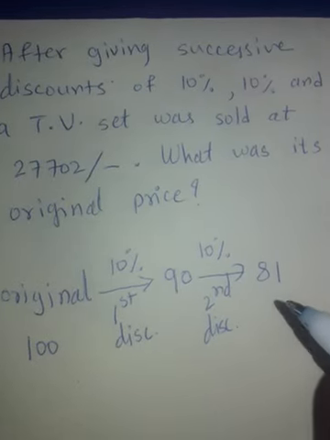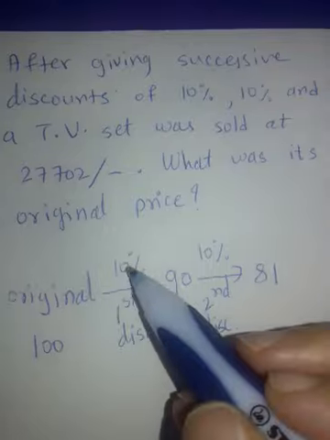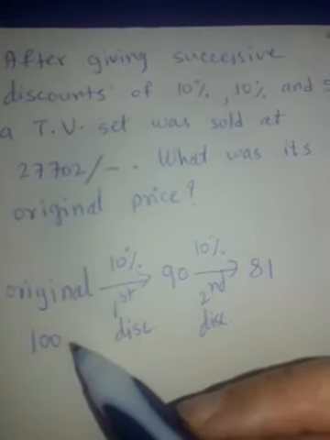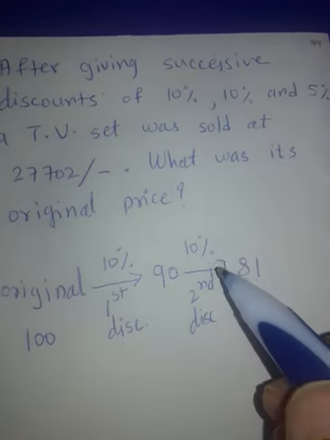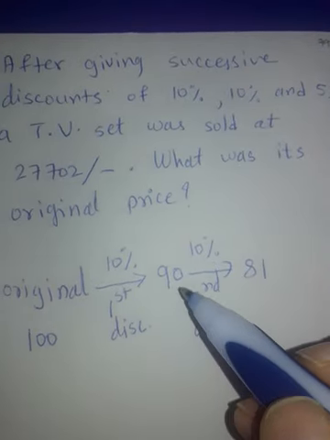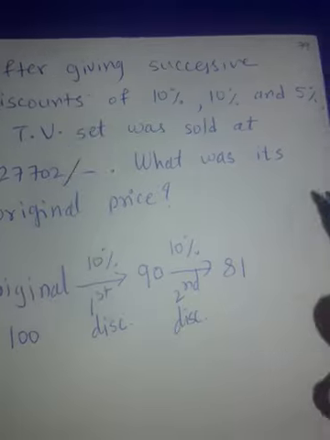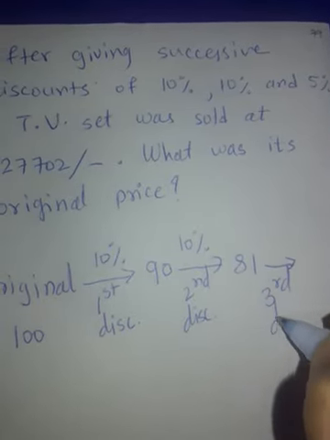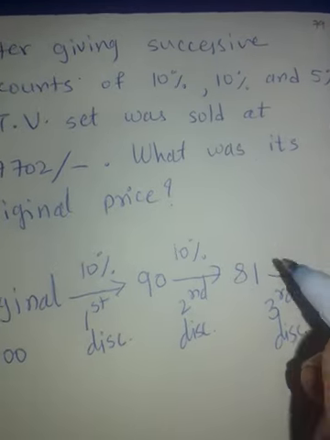90 minus 9. Here also what we did, 10% on 100, so the discount was 10 and we subtracted it and we got 90. Here now again 10%, so we subtracted it from 90 and we got 81, and on this there is a third discount. What is it? 5%.